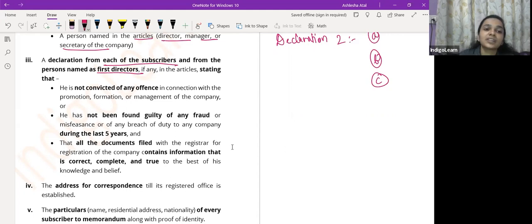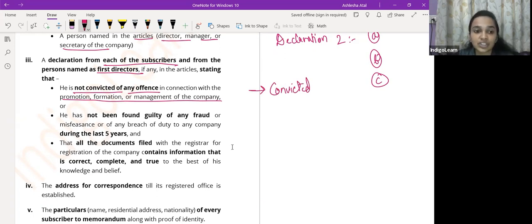Let's understand. The first thing is that he is not convicted of any offense in connection with promotion, formation or management of company. So, सबसे पहली चीज क्या state करनी होगी in the declaration? The first thing is that this person has not been convicted of any offense, मतलब has not been found guilty of any offense in relation to or in a matter which is connected to promotion, formation or management of the company. So क्या चीज? He is not convicted of an offense in connection with promotion, formation or management of the company. Second चीज क्या state करनी पड़ेगी?